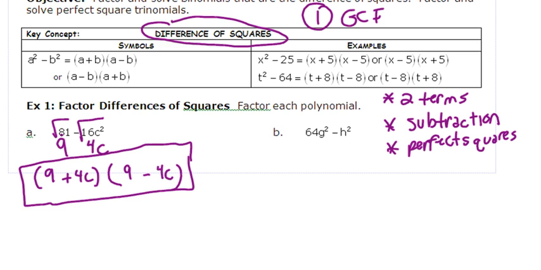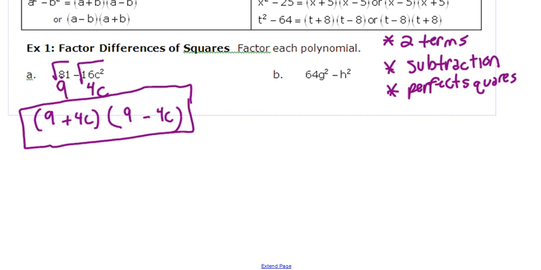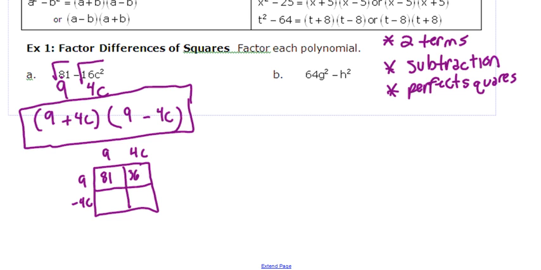So I know you're probably like, how does that happen? Okay, just to show you that it works, I'm going to multiply this out and show you that I'm going to end up with what I started with. So remember, multiplying with the box method, we actually go on the outside and multiply to the in. So 9 times 9 is 81. 9 times 4c is 36c. 9 times negative 4c is negative 36c. And 4c times negative 4c is negative 16c squared.